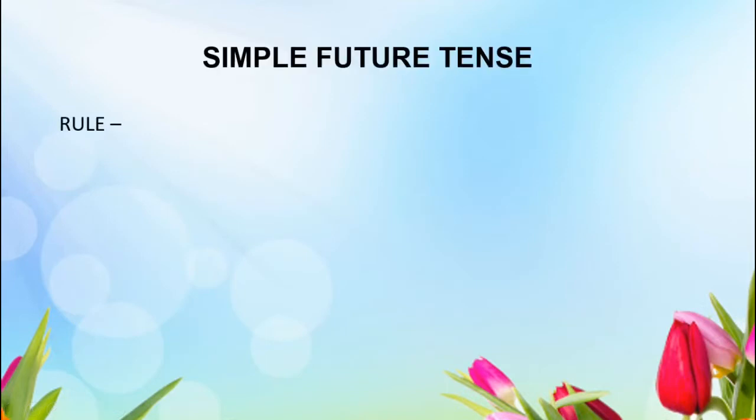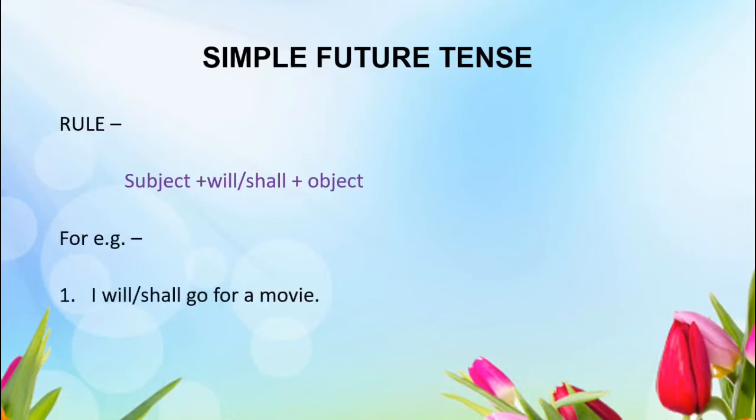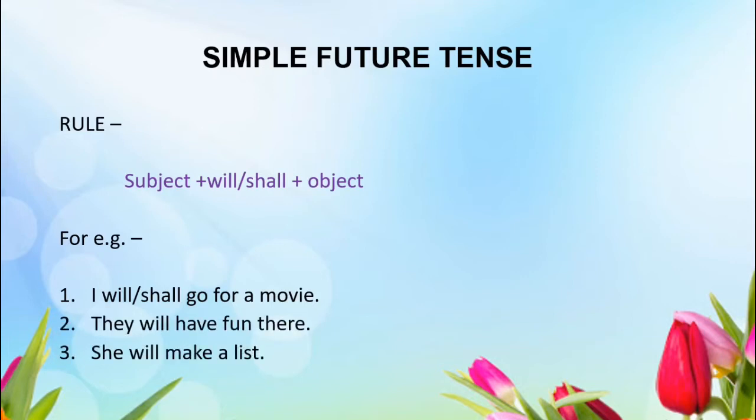The rule of writing a sentence in simple future tense is subject plus will or shall plus object. Let's see a few examples. I will or shall go for a movie. They will have fun there. She will make a list.